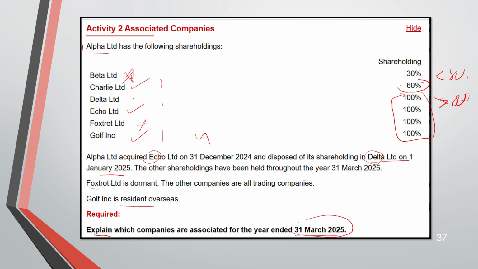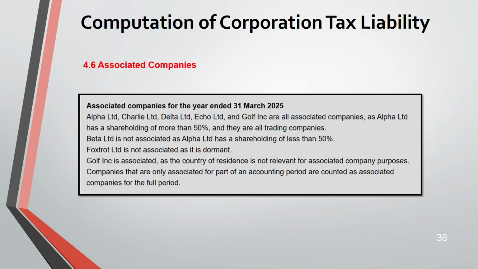Delta. Delta sold its shareholding on 1st Jan 2025, 2 months before. So let us see for Delta whether it will be counted or not. Yes, it is counted because even if it is sold, it will be taken as if it was associated for the whole year. They have taken Alpha, Charlie, Delta, Echo, and Golf. Delta is taken. So there are 5 associated companies because they are all trading companies and Alpha has more than 50%.